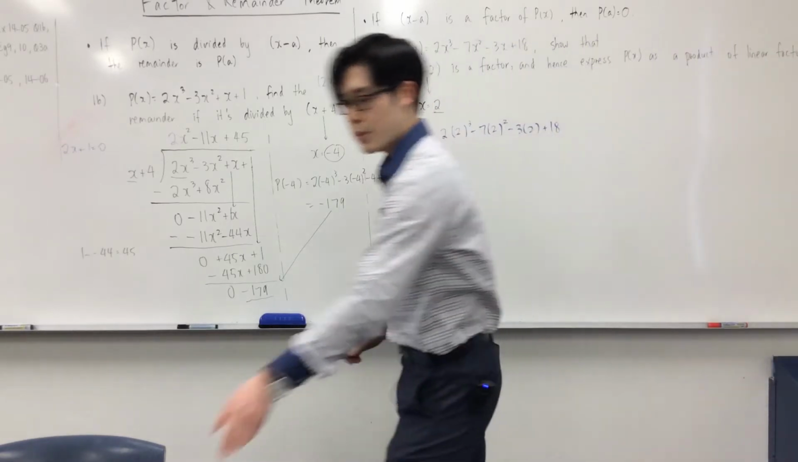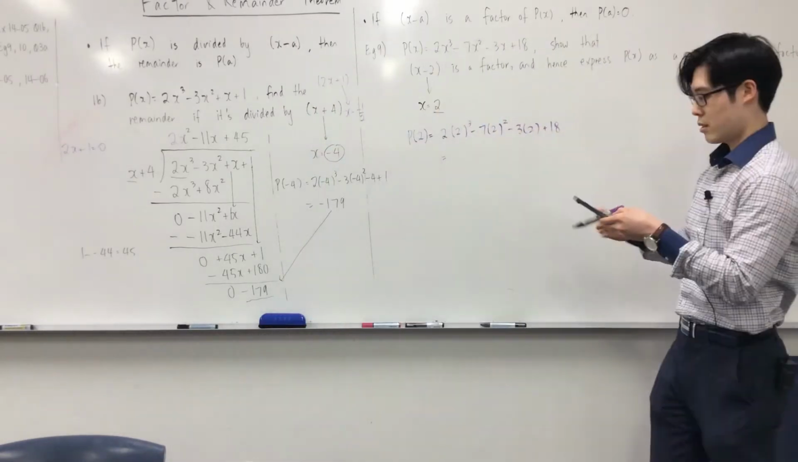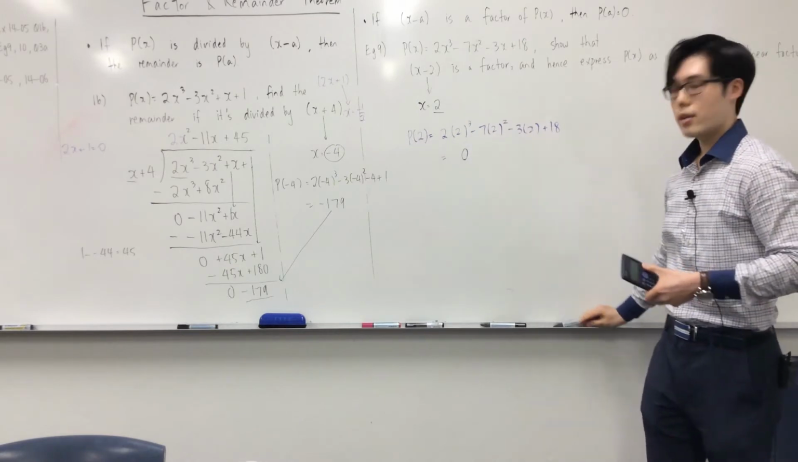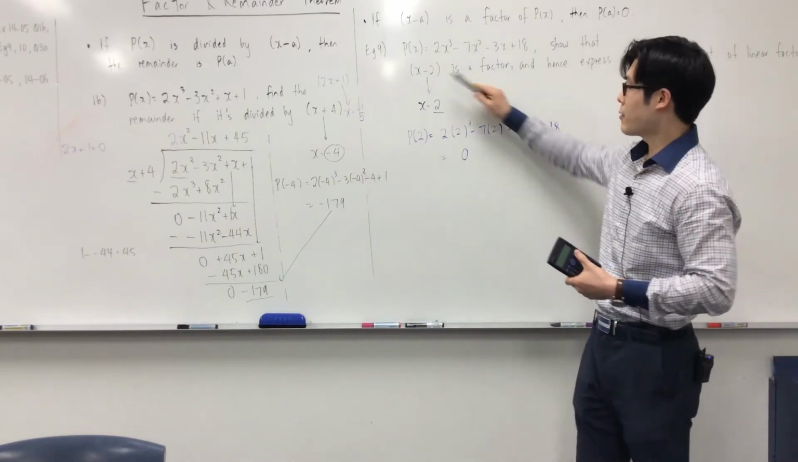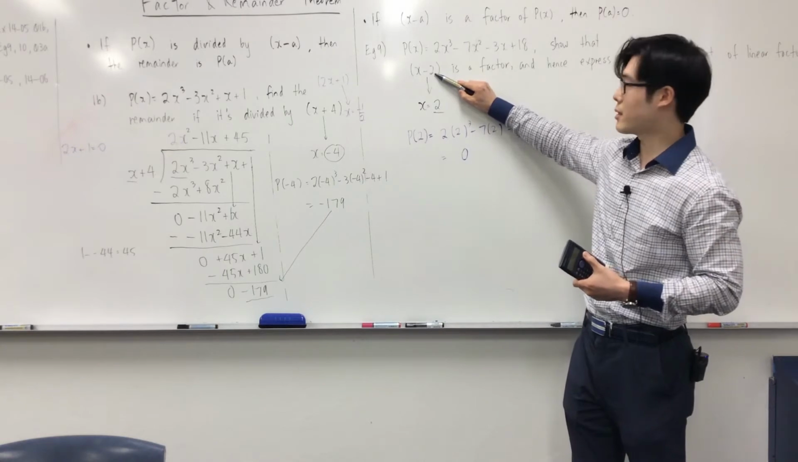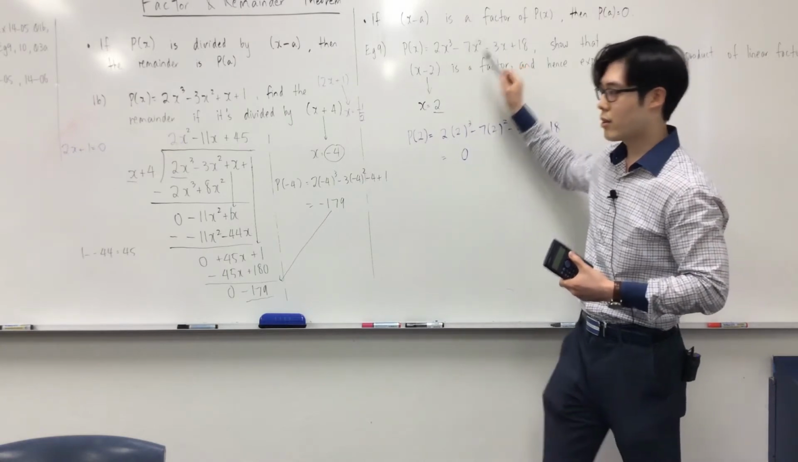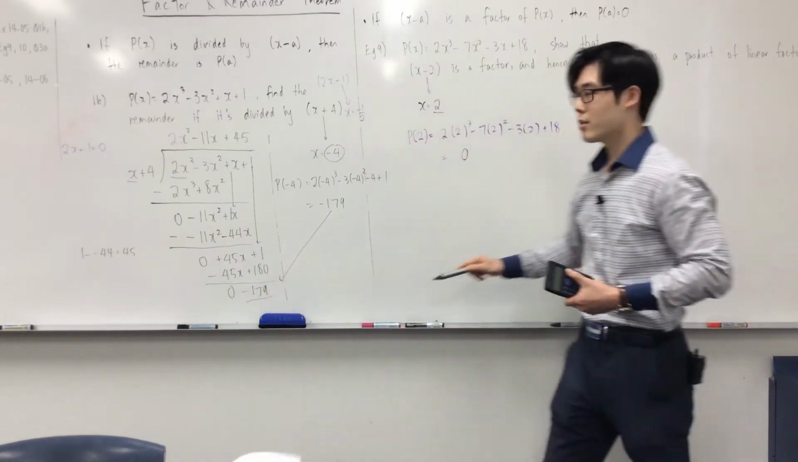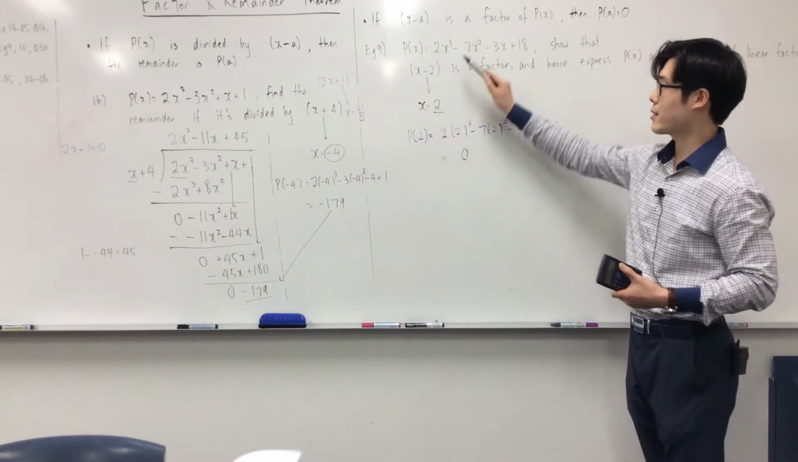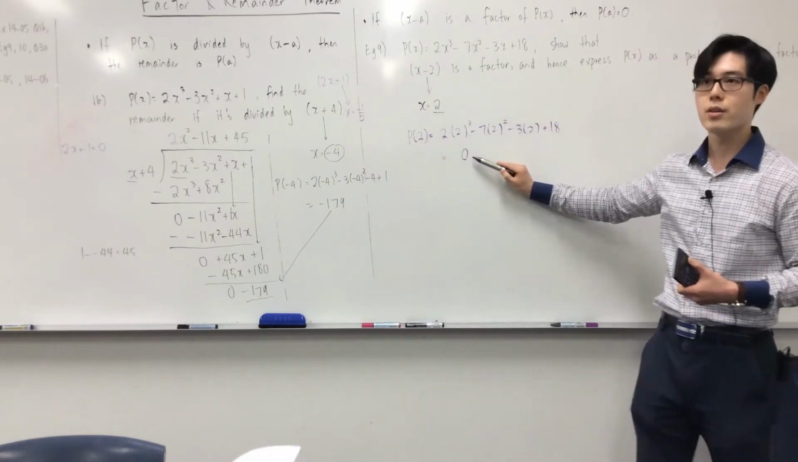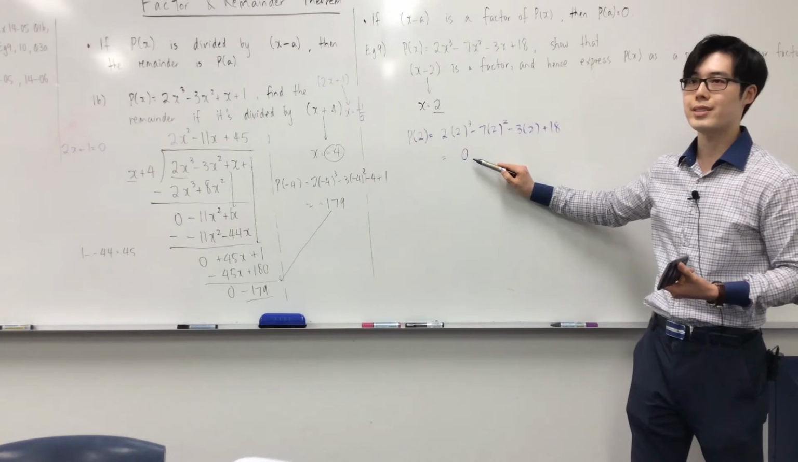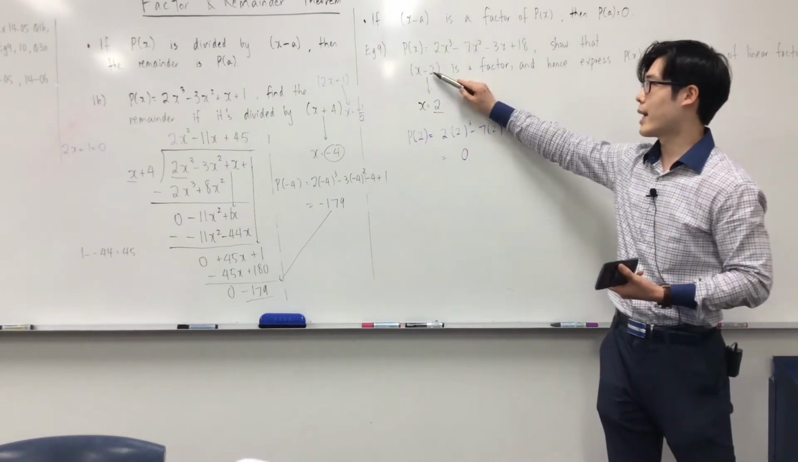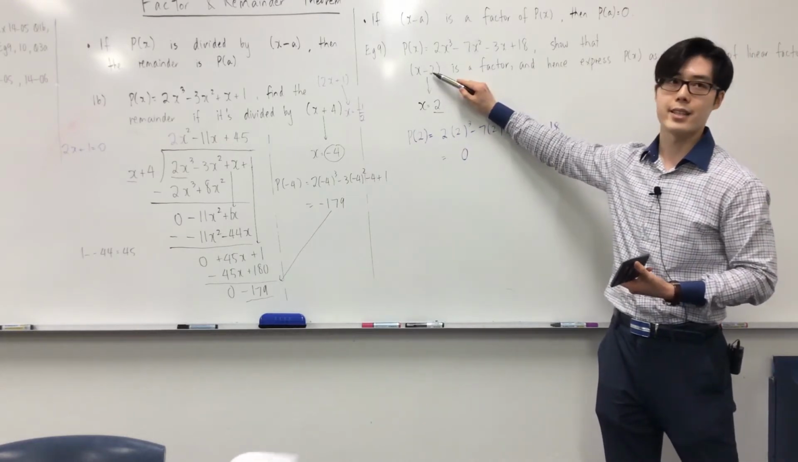Let me just confirm by putting it in the calculator. Yeah, that's 0. If this is a factor, that means if you divide this with that, the remainder will be 0. So that means if you substitute a factor into the polynomial, you will get 0. That's how you test if a divisor is a factor.